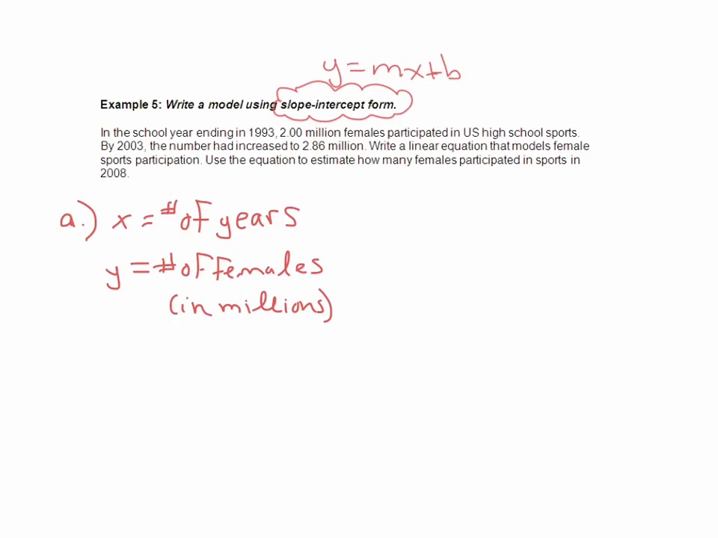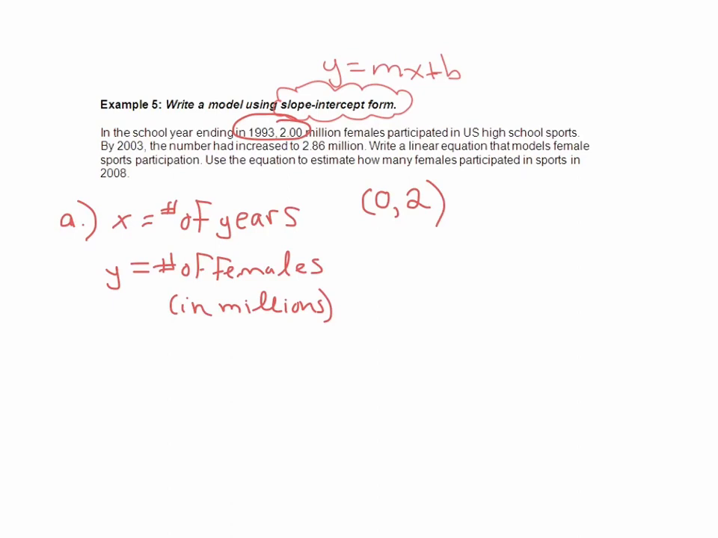Okay, so what I get out of this is basically when I read the problem again through this lens of X is time, Y is the number of females, I get ordered pairs hanging out in the problem. For instance, I see in the year 1993, I have 2 million females participating in U.S. high school sports. So for me, my first ordered pair comes from that little gem of information right there. Now, I'm not going to use 1993 as my X value. I'm going to say that that's year 0, because that's going to make life a little bit easier for me as the problem rolls along.